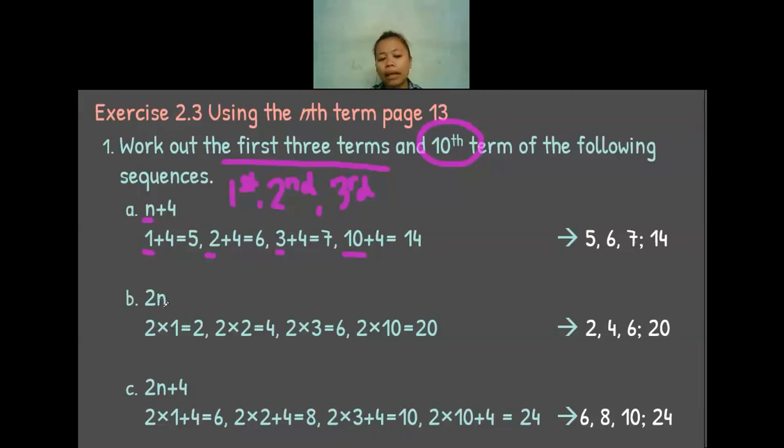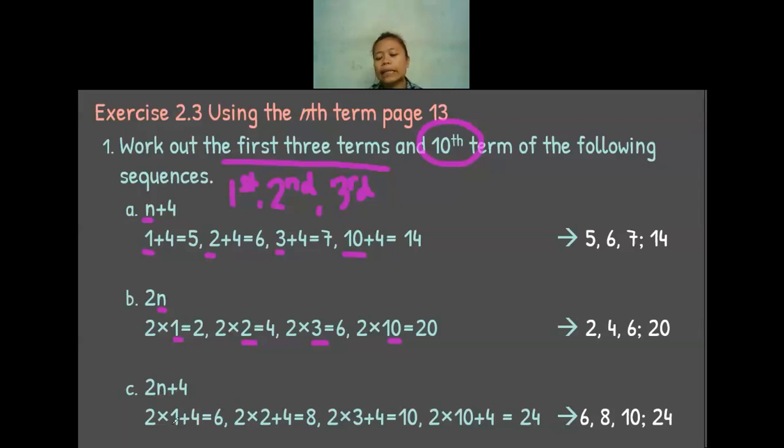Same, we have to replace the letter n with number 1, 2, 3, and also 10. We calculate properly: 2n means 2 times n. So 2 times 1 will be 2, 2 times 2 will be 4, 2 times 3 will be 6, 2 times 10 will be 20. So for the sequence, we will have 2, 4, 6, and also 20. For question C, we have 2n plus 4. Same, the letter n we will replace with number 1, 2, 3, and also 10.